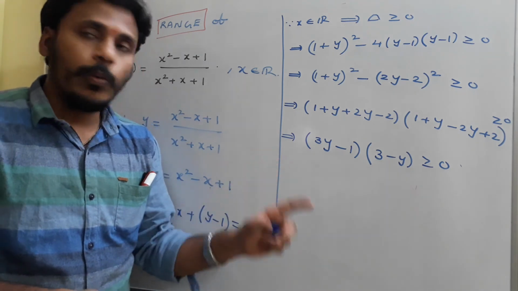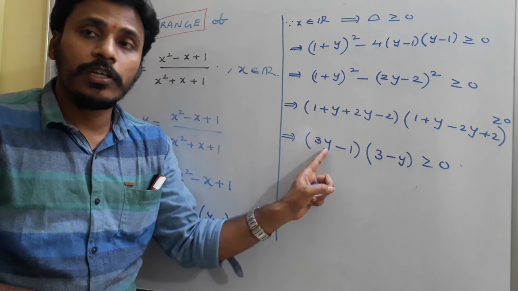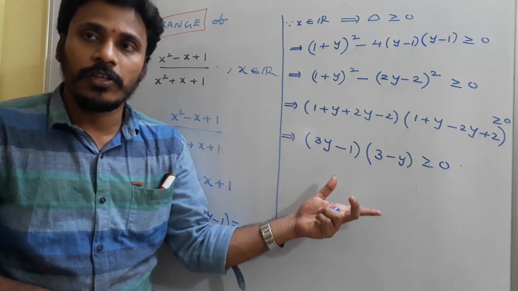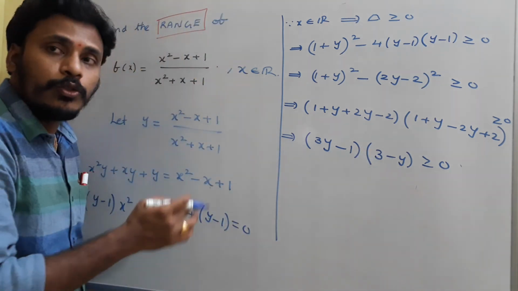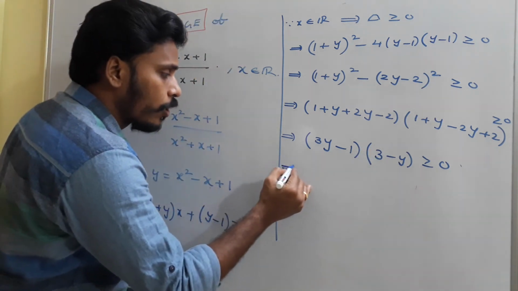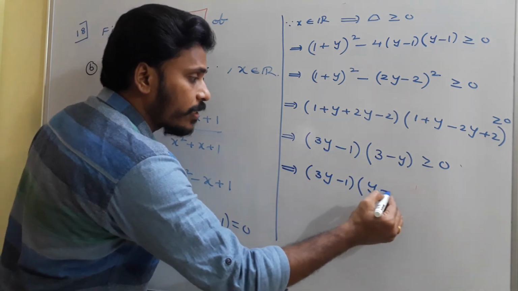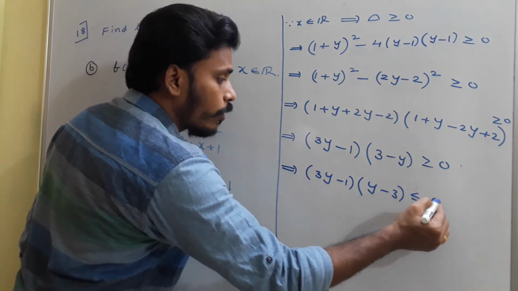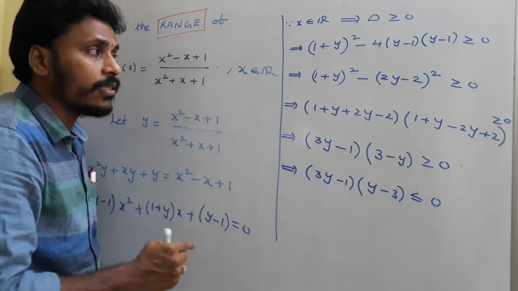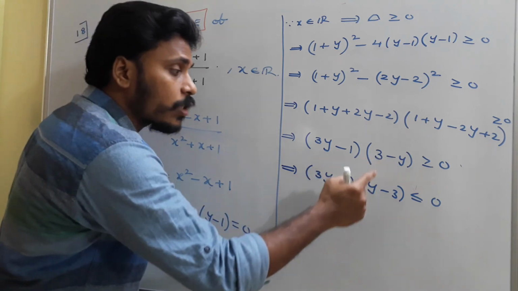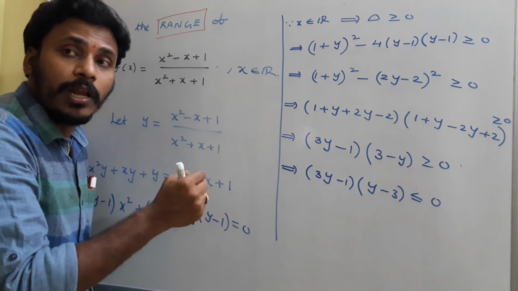To solve this type of inequality, we need to make the coefficient of the variable, either x or y depending on the variable, positive. But here 3 minus y is involved, so you just multiply by minus 1. So 3y minus 1 into y minus 3 is less than or equal to 0. This expression is positive, but I multiplied by minus, and that's why this 3 minus y becomes y minus 3. So now the product of these two terms is less than or equal to 0.